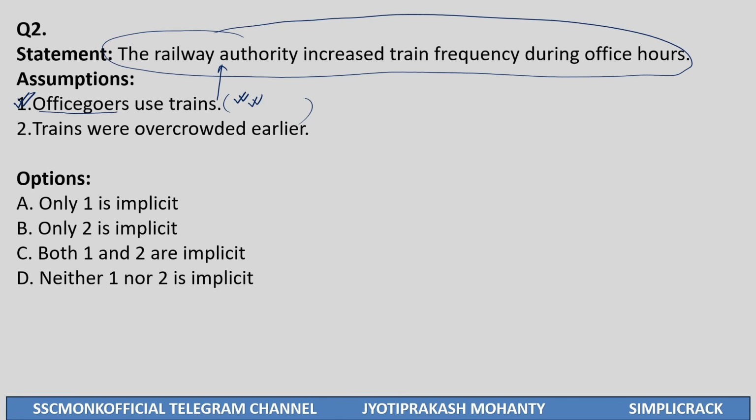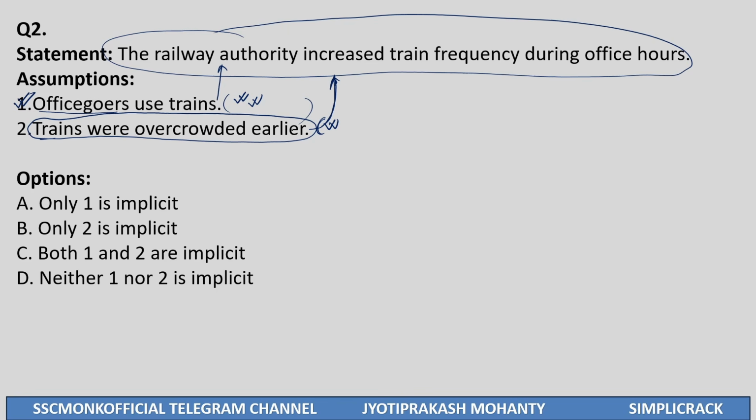Second, trains were overcrowded earlier. Now understand this. If trains are not overcrowded, as many people who are traveling are comfortably traveling in the number of trains that are currently available, then there is no need of increasing the number of trains. Yes or no? Yes. That means this assumption is supporting the statement, because trains are overcrowded. That's why you have to increase the number of trains.